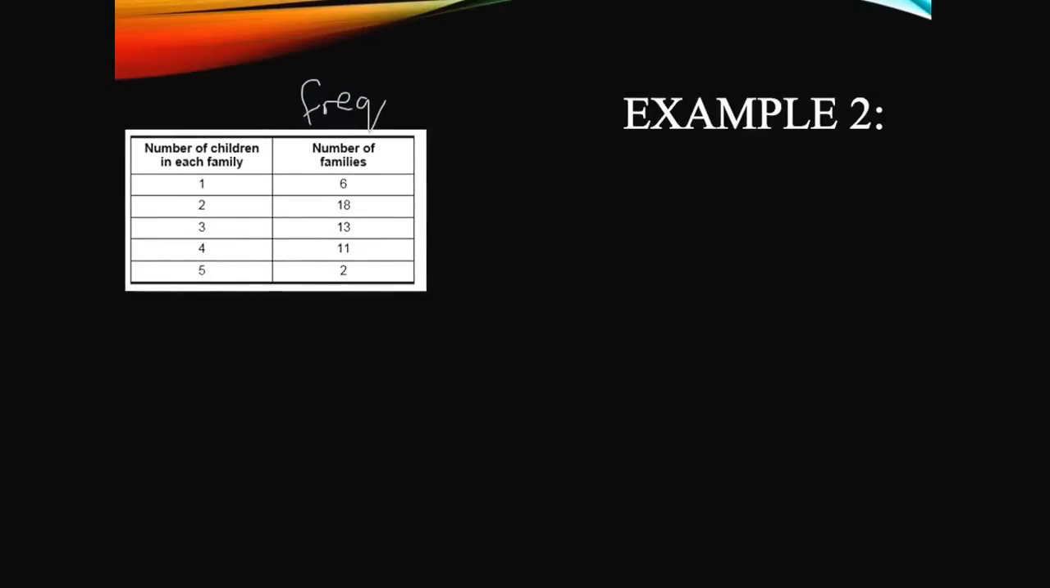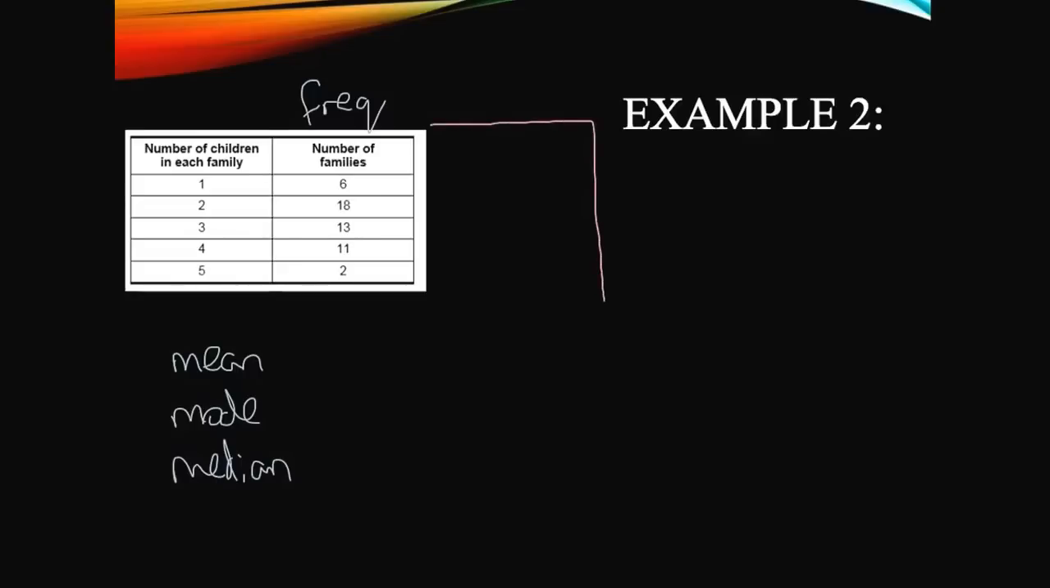If we wanted to work out the mean, the mode, and the median, what we're going to have to do is add an extra column on to this table. We're going to have a new column and some new boxes down the bottom with our totals as well.